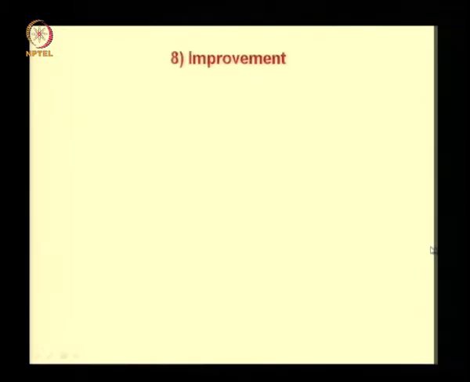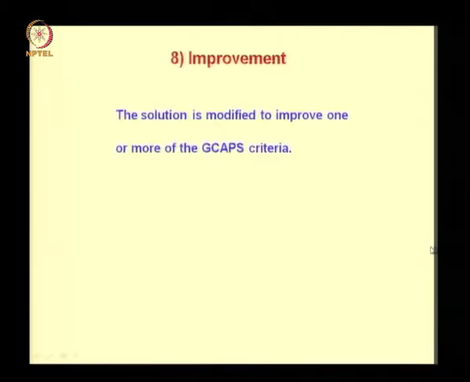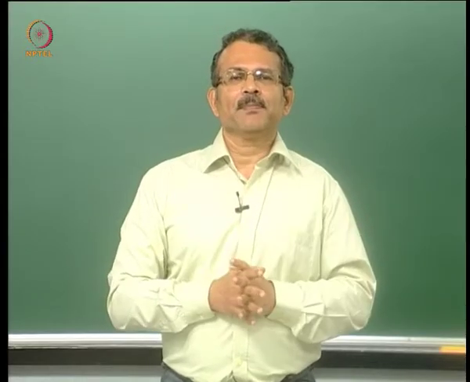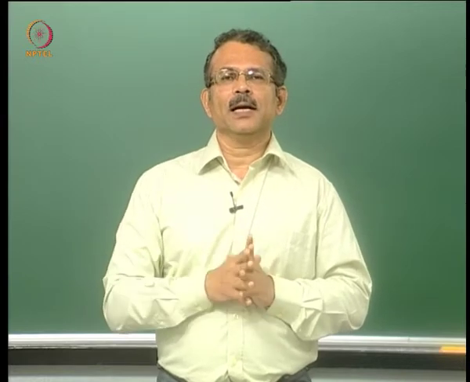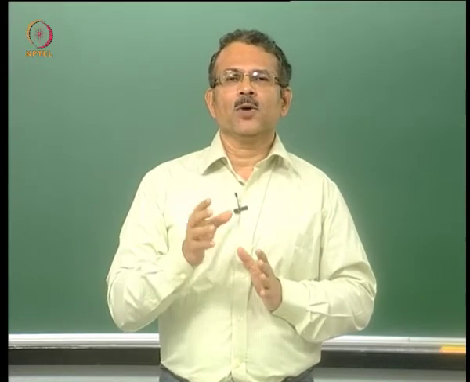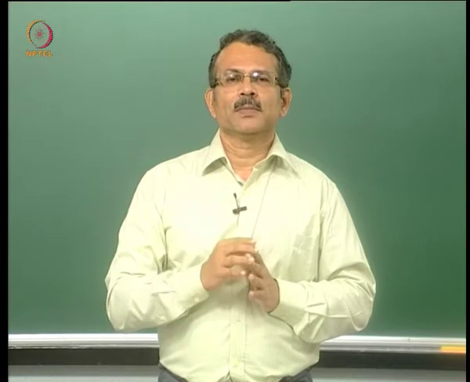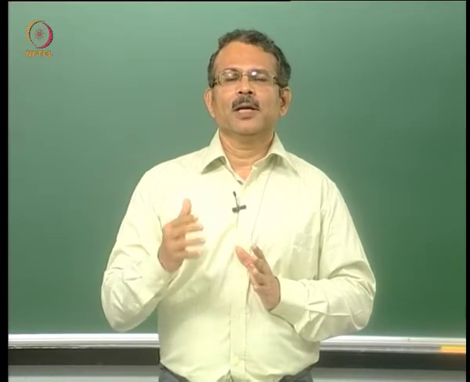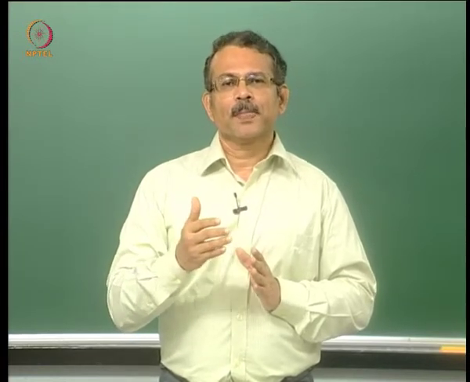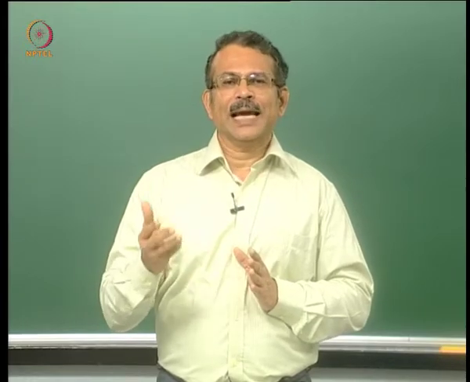Let us look at improvement, some general comments. The solution is modified to improve one or more of the GCAPS criteria. So in the testing step, we will test for the GCAPS criteria, and we might find that the model is wanting in one or more of these, and therefore in the improvement step we would like to correct those lacunae. Now let us illustrate the testing and improvement steps using our spreading resistance example.